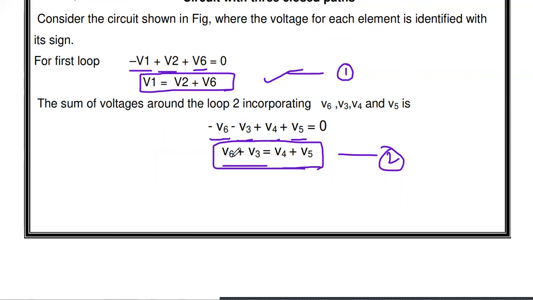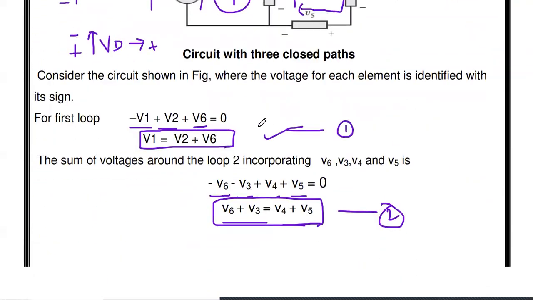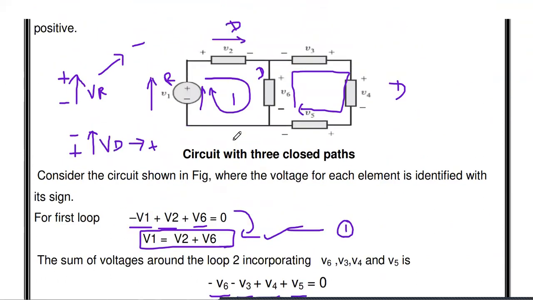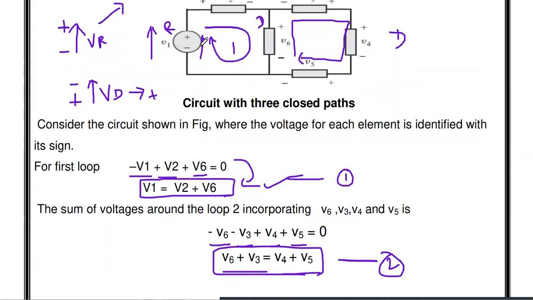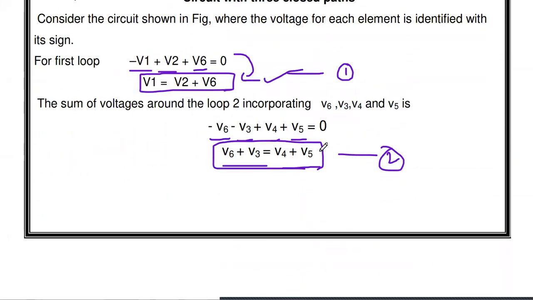The alternate definition for KVL is that the sum of voltage drops is equal to the sum of voltage rises. If you rearrange this equation, we get V1 equal to V2 plus V6. For this first loop, V1 is a voltage rise, and V2 and V6 are voltage drops. So for the first loop, the sum of voltage rises is equal to the sum of voltage drops. Similarly, for the second loop, V6 and V3 are voltage rises, and V4 and V5 are voltage drops.